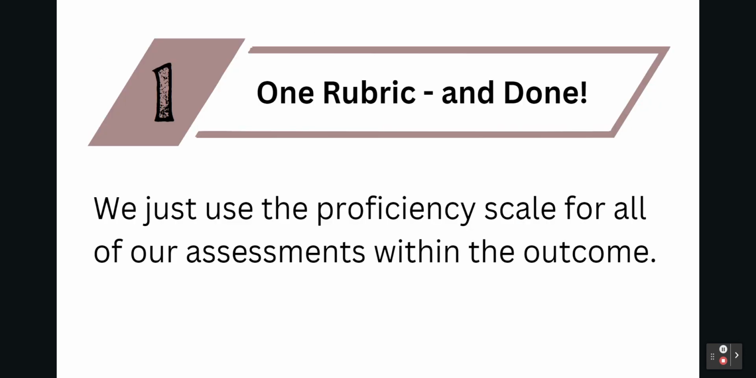Number 1, one rubric and you're done. The proficiency scale is our rubric for the entire outcome. Any assessment you give within that outcome, you always use the same proficiency scale. There's no need to ever create another rubric or marking scheme. It's already done. This gives you all kinds of flexibility to vary your assessment methods, but the rubric is the same, no matter what you choose.